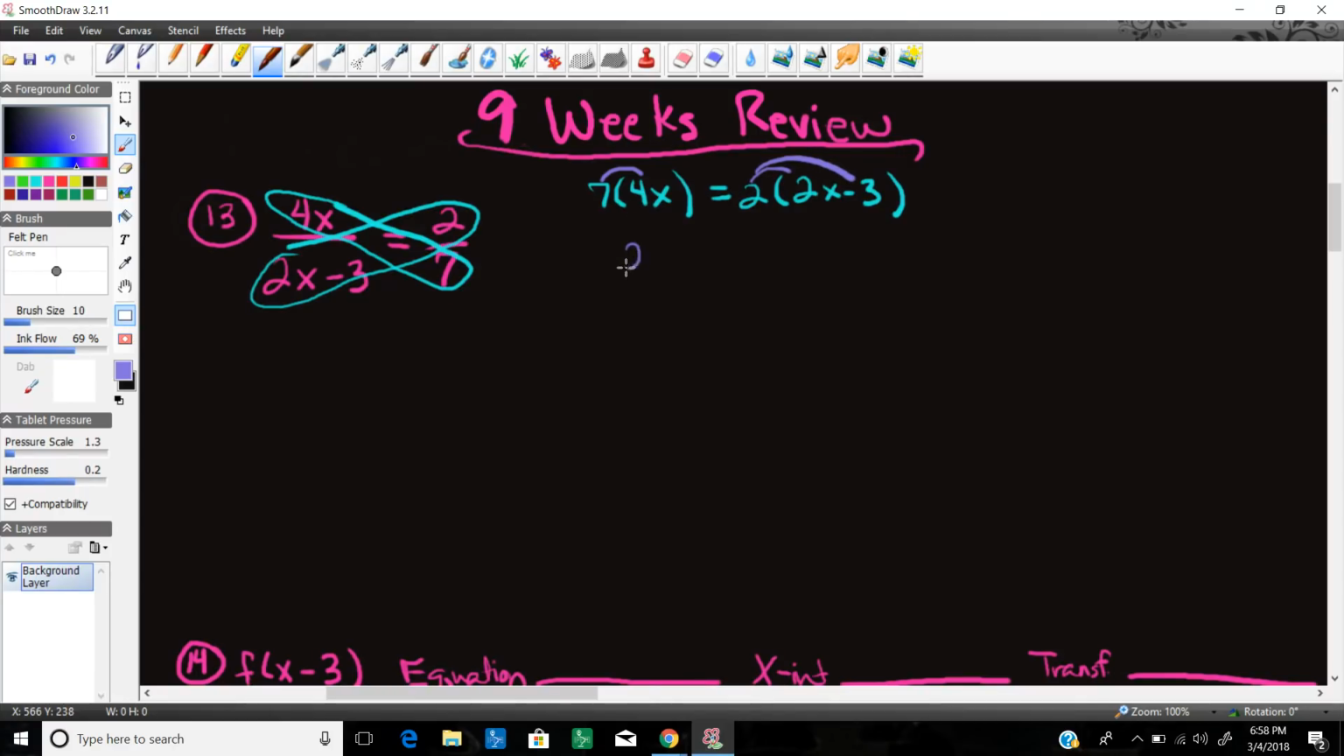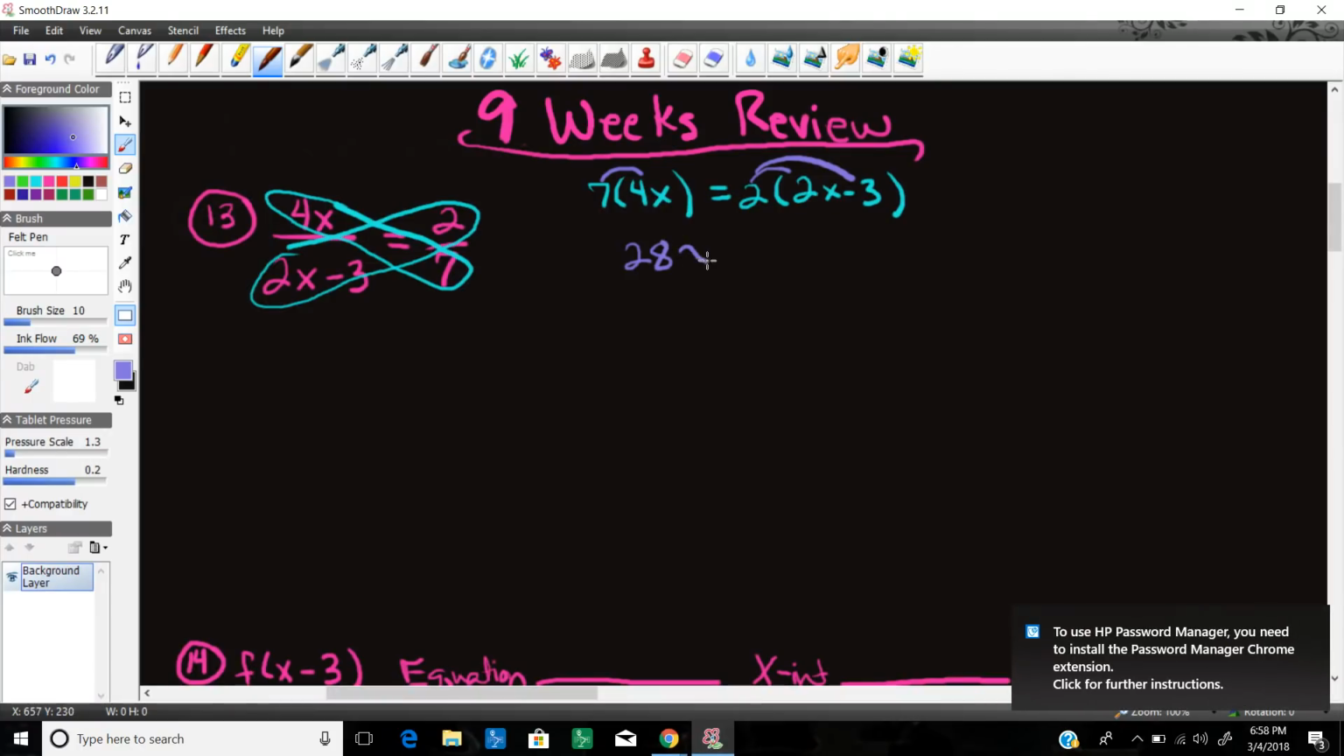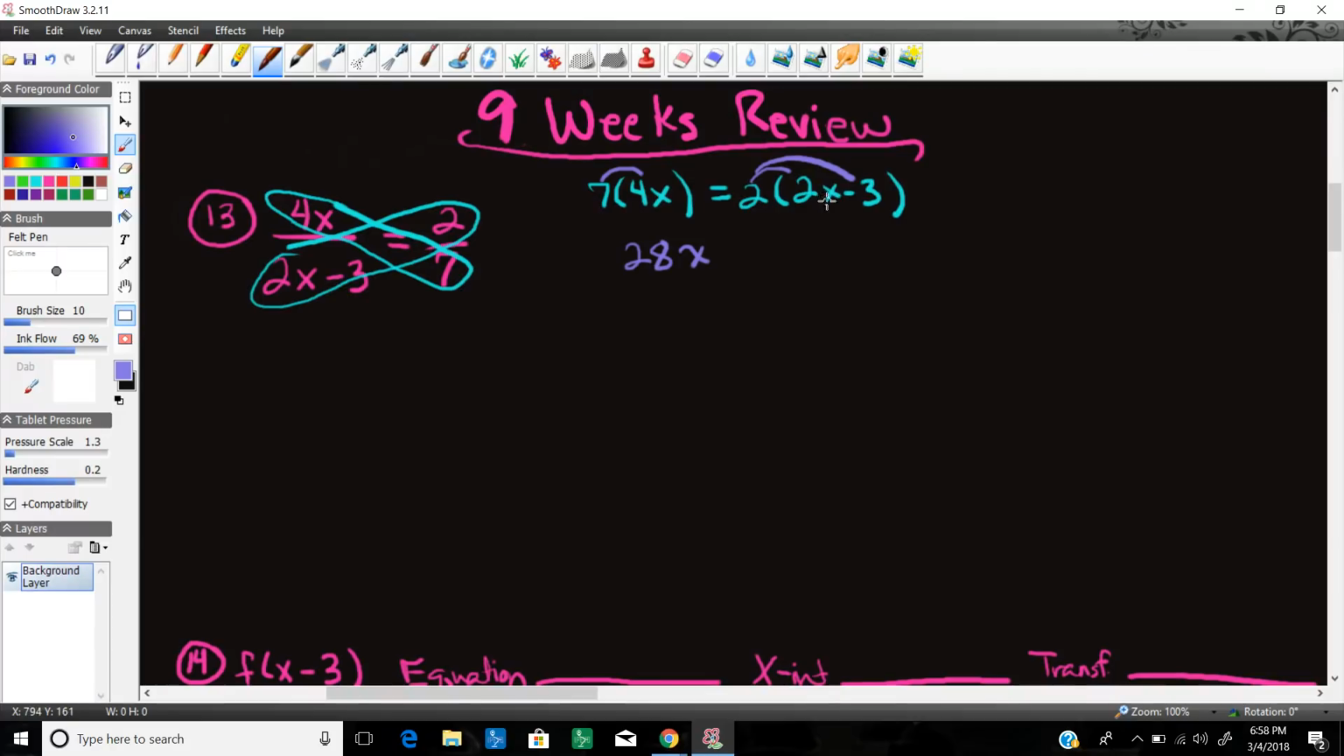7 times 4 is 28, brings out the x that goes with it. And then we have 2 times 2x, so that's going to be 4x. And then 2 times negative 3 is negative 6. And now we have a simple two-step algebraic equation. So I'm going to go ahead and move all the x's to one side.